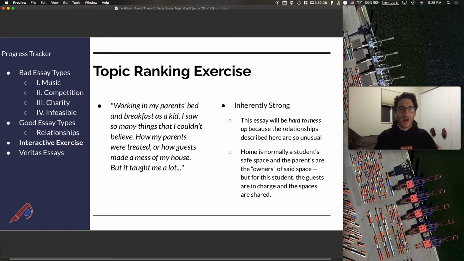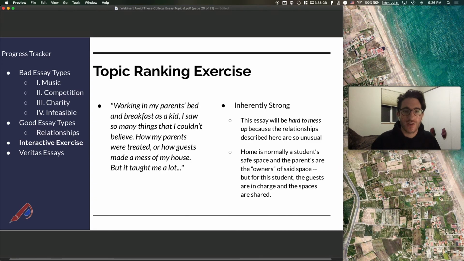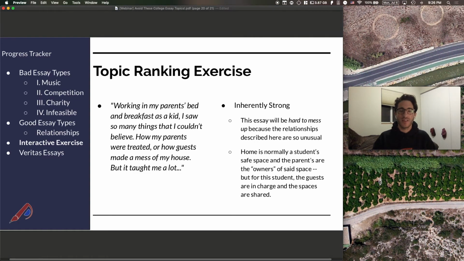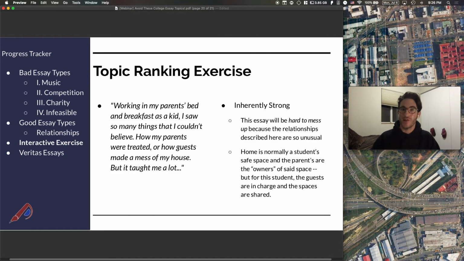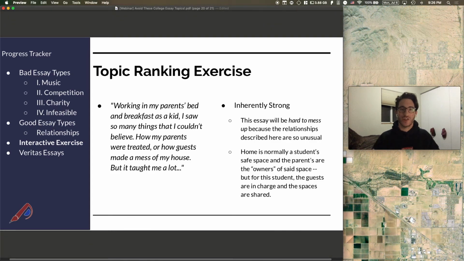You're describing a really unusual relationship with your parents. Because home is normally a place where the parents are the king of the castle and the owners of the space. But for this student, they're seeing their parents working within their home, and they're also having to meet all of these guests within a place that for most students applying is likely not open to the public. And there's a lot of interesting tidbits to be brought up with here, showing the environment the student grew up in and how it shaped them into the person that they're looking into in the application.